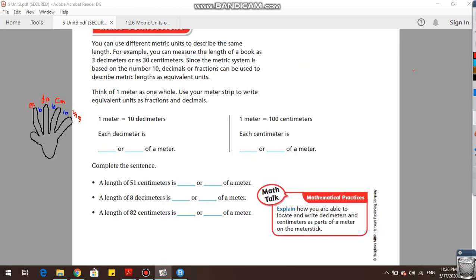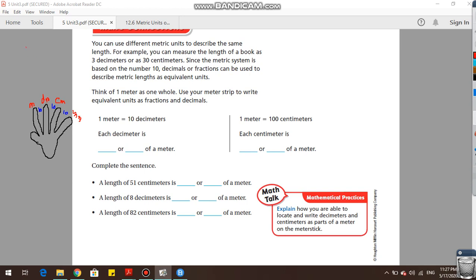From the previous two exercises, you noticed that I can say 1 meter or 1,000 millimeters, or I can say 1 meter or 100 centimeters. So I can use different metric units to describe the same length. He's saying 1 meter equals 10 decimeters. Yes, it's right, because between meter and decimeter we have only one gap. Now, each decimeter is what of a meter? Now he wants me to convert from decimeter to meter.